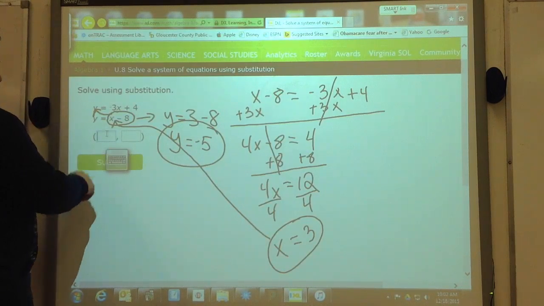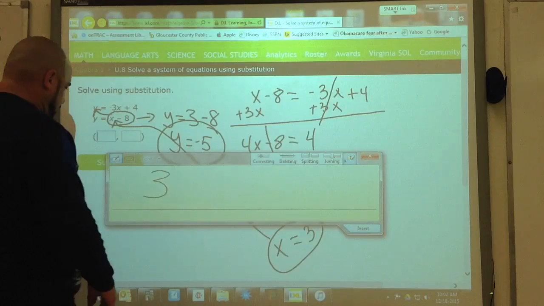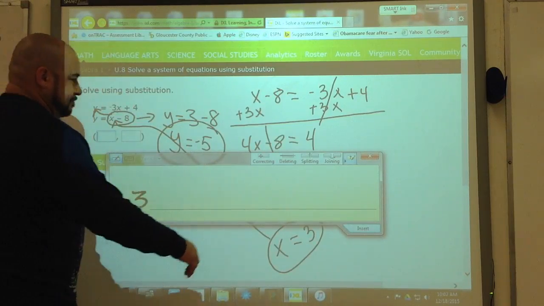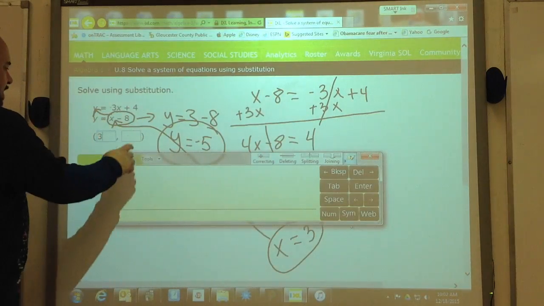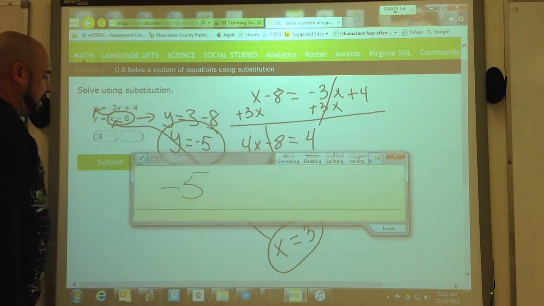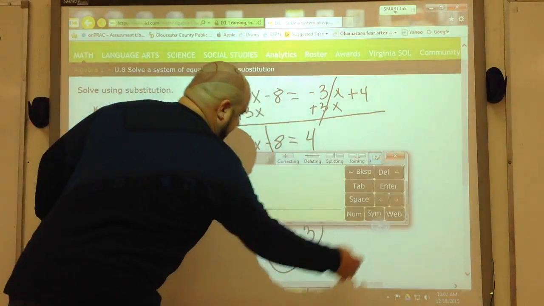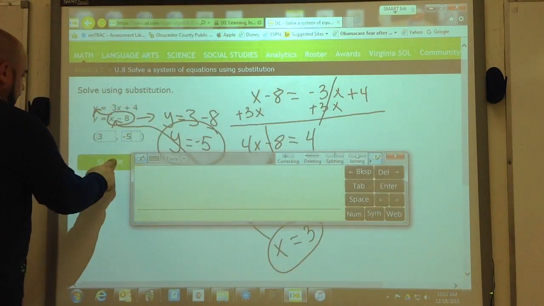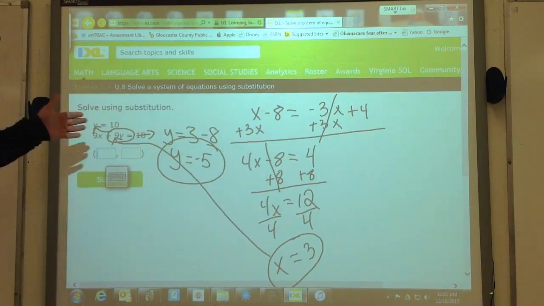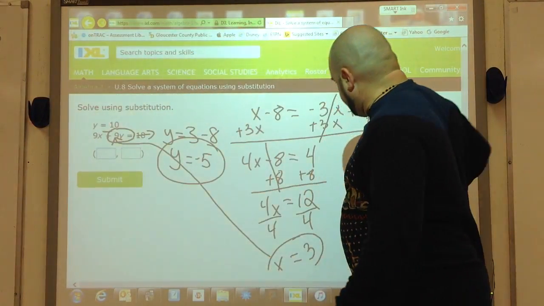So let's type it in. So x is 3. Going in there. Insert. And then for that one, what do we say? Negative 5. You know, technology, isn't it great? Insert. There it is. I can hit submit, and we did awesome. So I'm going to erase this one here.